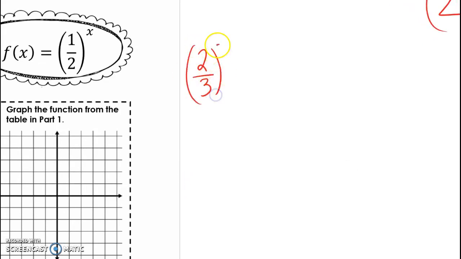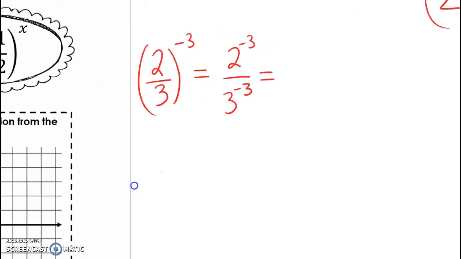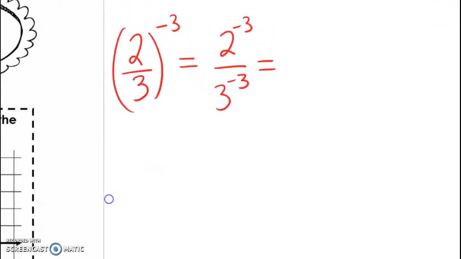2/3 raised to the negative 3 power would mean that 2 and 3 are raised to the negative 3 power. Now go back and tell me, what does 2 to the negative 3 represent? What does 2 to the negative 3 mean? 1 over 2 to the third. Negative exponents make positive fractions. Divided by, what does 3 to the negative third mean? 1 over 3 to the third.